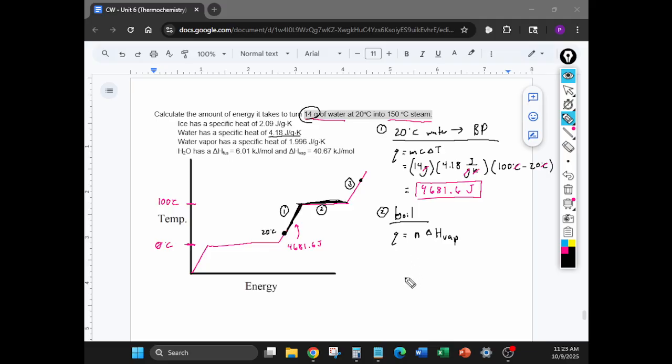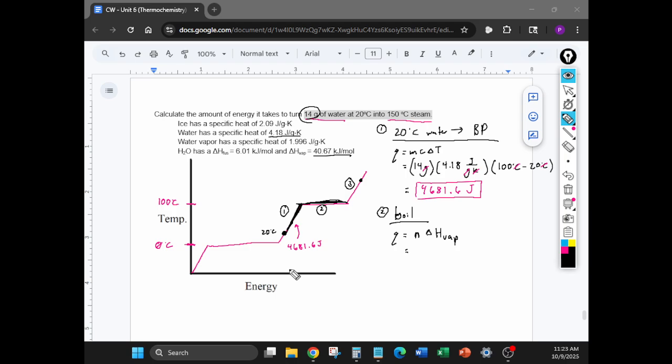Okay, so N just represents how much you have. It could be grams, it could be moles. It's honestly going to depend on what units of measurement you get for your HVAP. Okay, so this step I'm going to do with you guys. All right, so let's look at our HVAP first. Our HVAP is 40.67 kilojoules per mole, right? I didn't do that on purpose, okay? 40.67 kilojoules per mole.